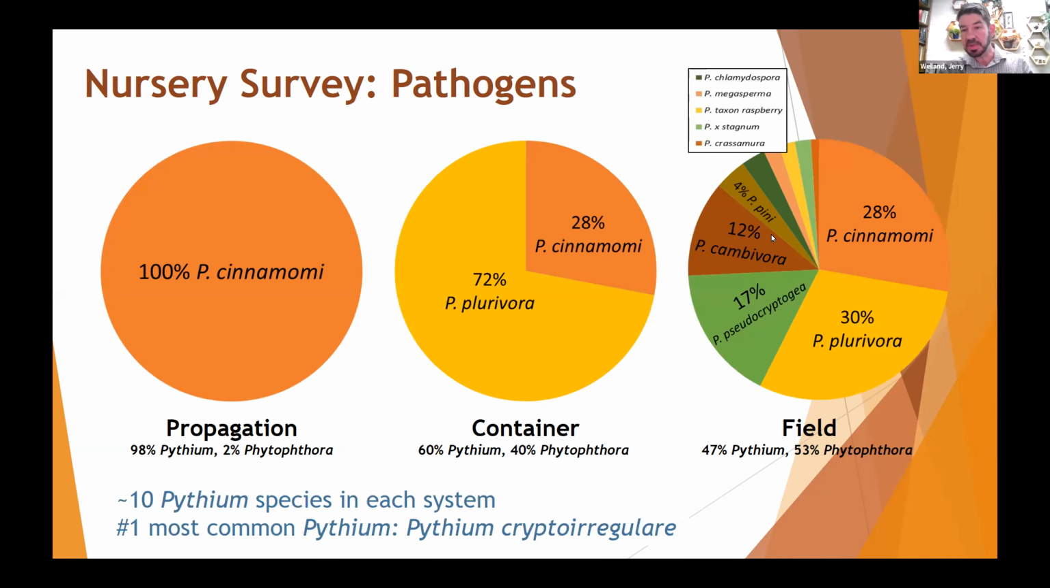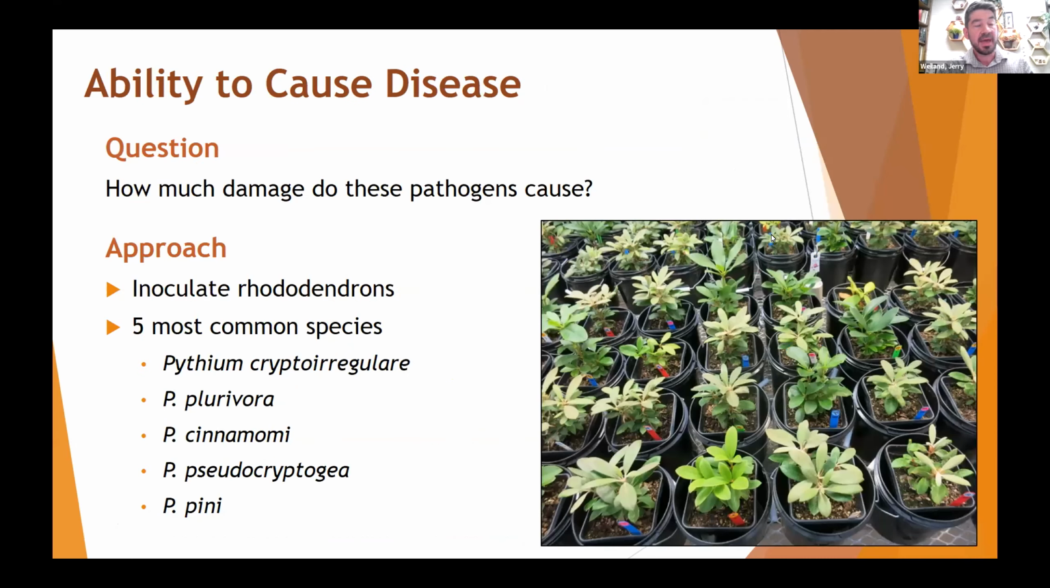So I'm not going to say too much about the Pythium species. We found on average 10 Pythium species from each of these systems. The most common Pythium that we discovered at all nurseries was Pythium cryptoirregulare. That leads to the second question we had: how much damage do these pathogens cause?